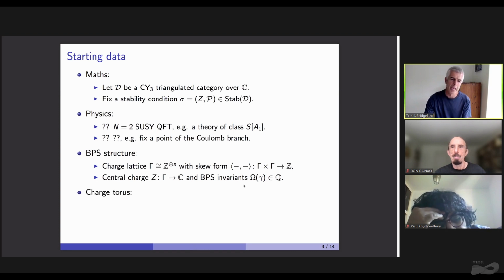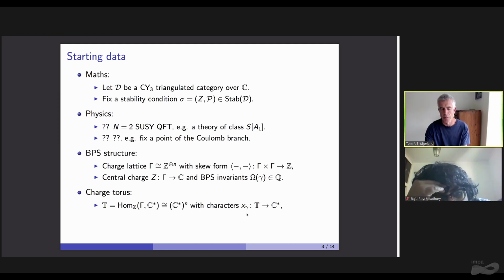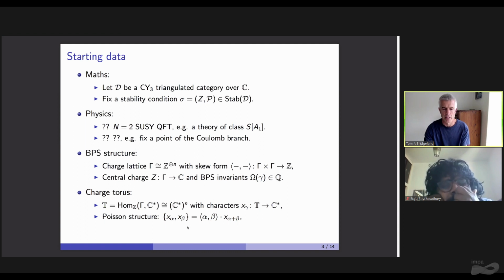And then just some more data I need to extract from here. Well, just simple. I need to introduce some torus. So it's the torus whose character lattice is gamma. So it's a copy of C star to the n, and it's got these characters indexed by the elements of the lattice. The skew symmetric form I have means that there is some invariant Poisson structure on this torus, which on characters looks like this.